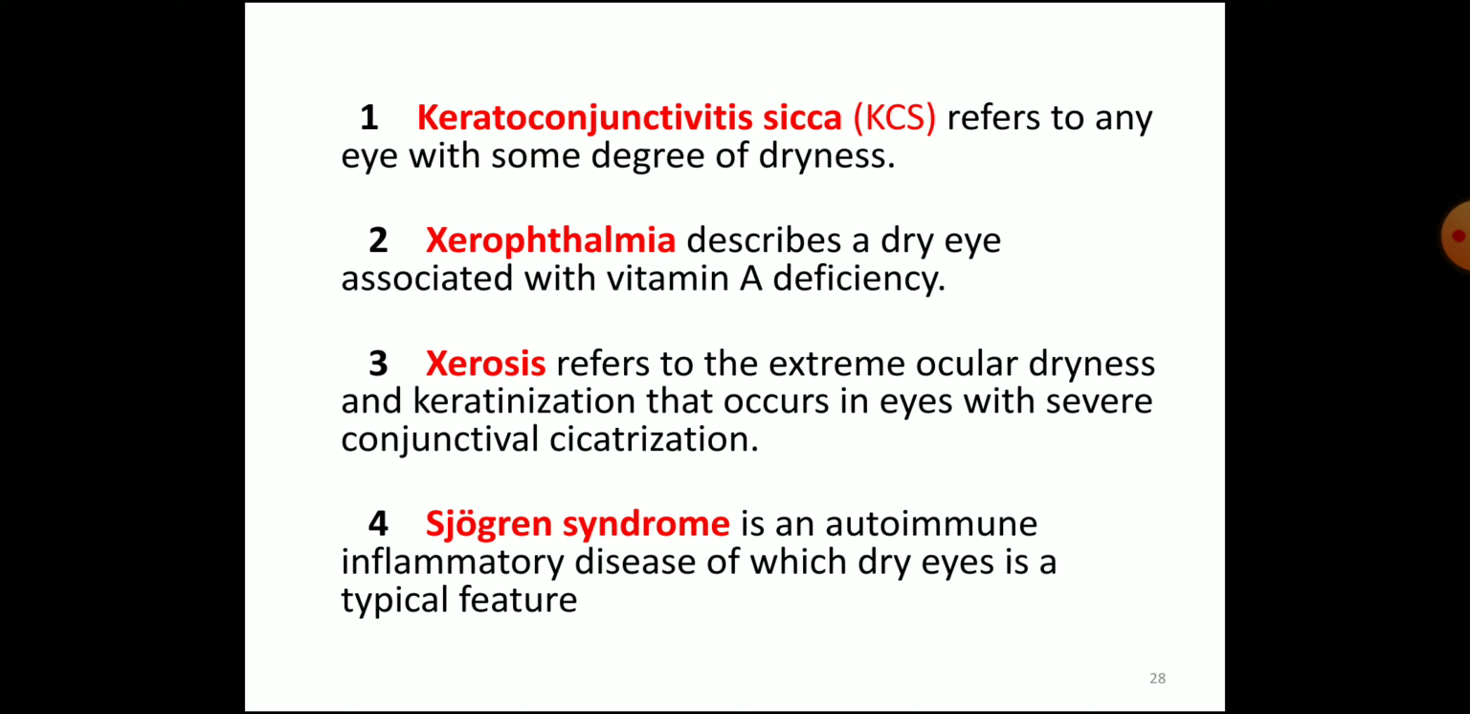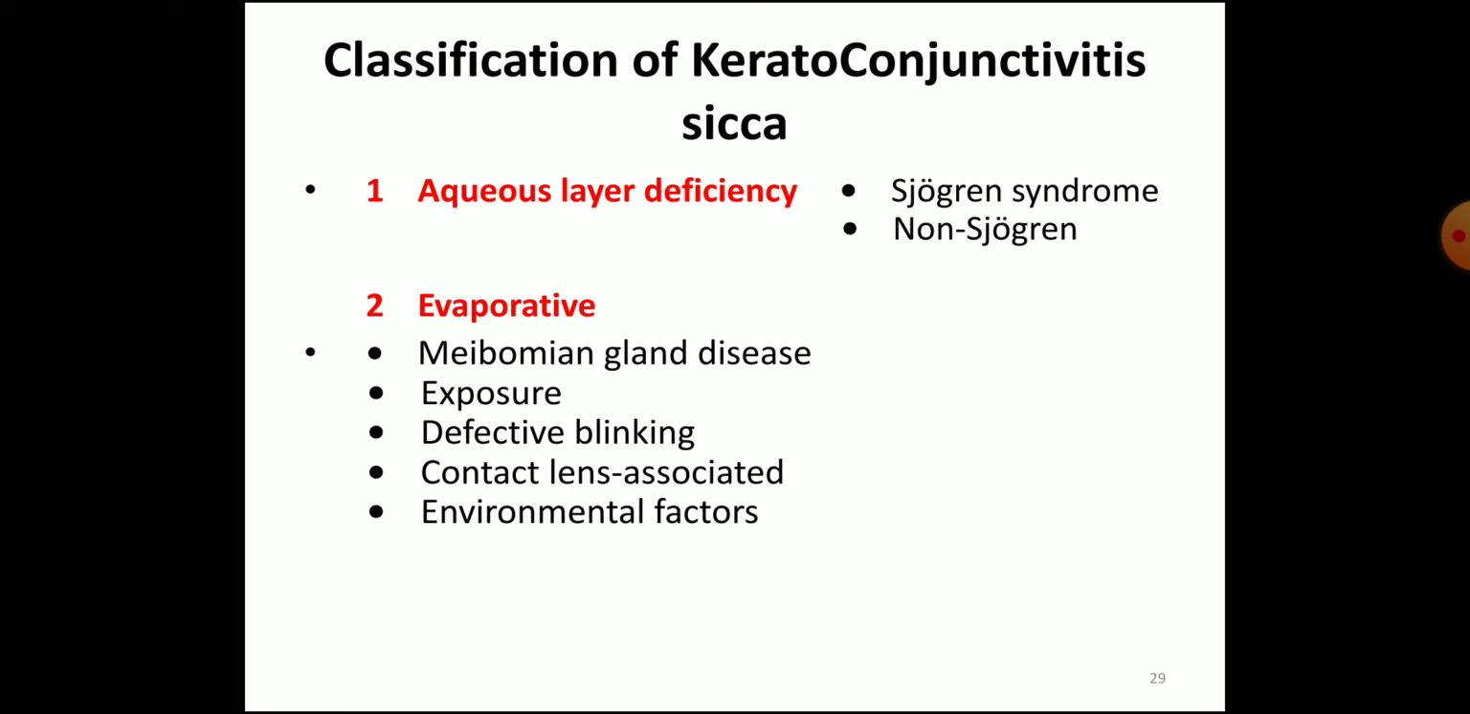Then xerosis refers to an extreme ocular dryness and keratinization that occurs in the eye with severe conjunctival cicatrization. When there is injury to the conjunctiva and cicatrization occurs, then there may be dryness. Sjogren syndrome is an autoimmune inflammatory disease of which the dry eye is a typical feature. So Sjogren syndrome is a type of autoimmune disease where there is dry eye. That is the typical feature of Sjogren syndrome.